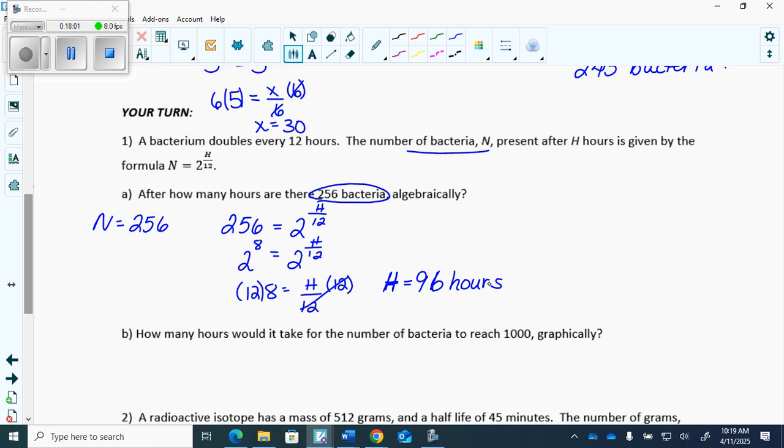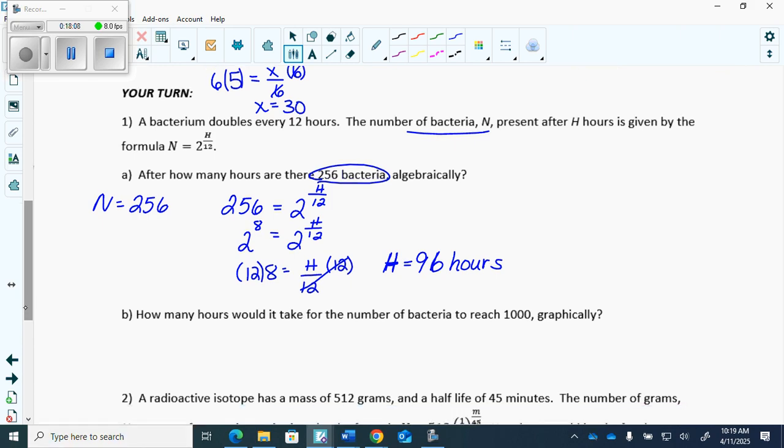So after 96 hours, there are 256 bacteria, right? Would be your sentence. Okay, how many hours would it take for the number of bacteria to reach 1,000 graphically? So we're doing it graphically because 1,000 doesn't break nicely into base 2, correct? So we do y1, y2.